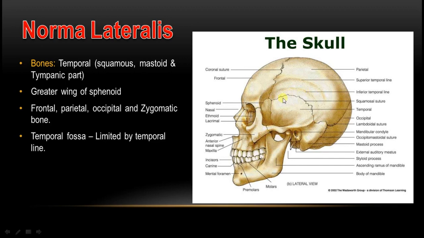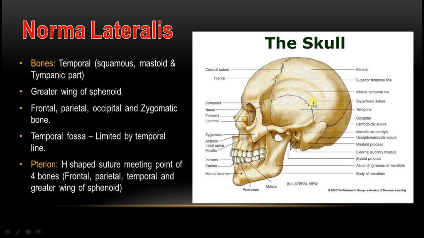So which encloses the temporal fossa, where the temporalis muscle originates. Okay. Then it also gives attachment to the temporal fascia. So the temporal fascia is also attached to the temporal line. Okay. Then the temporal fossa deep to the zygomatic arch communicates with the infratemporal fossa.